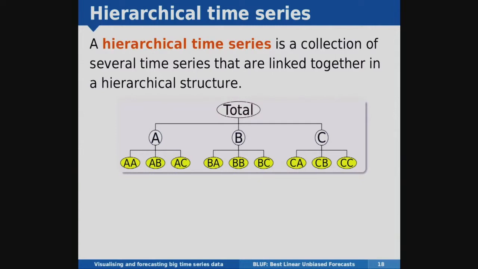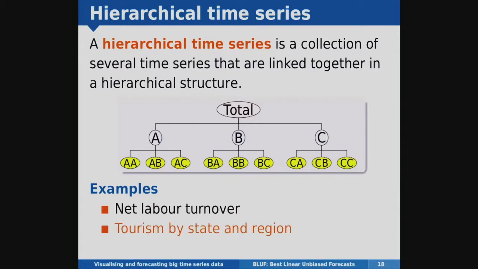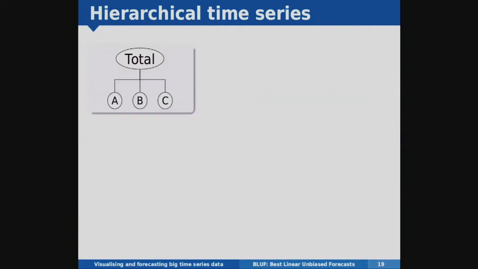So in the tourism example, we were interested in splitting the data up by state and then by zone and then by region. And a lot of time series are like that. You split and split and split as you disaggregate down. The labour market example is like that. You split by professionals and then by subgroups and then by sub-subgroups until you get down to the most disaggregated level. It happens very frequently.